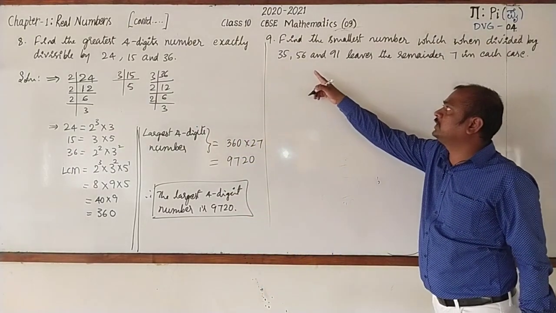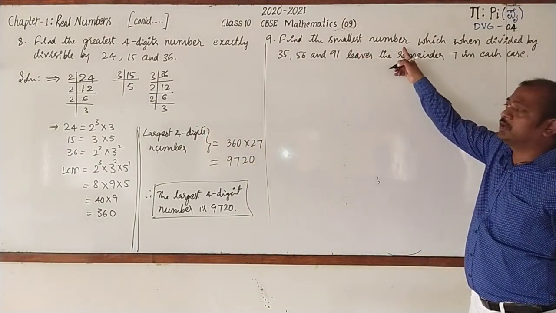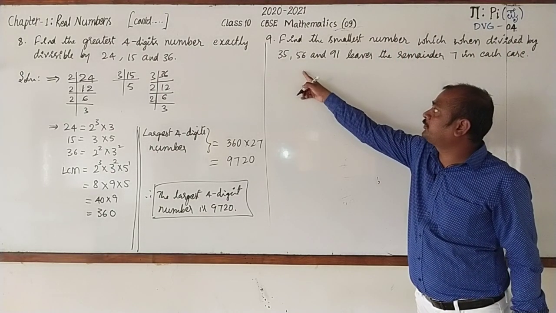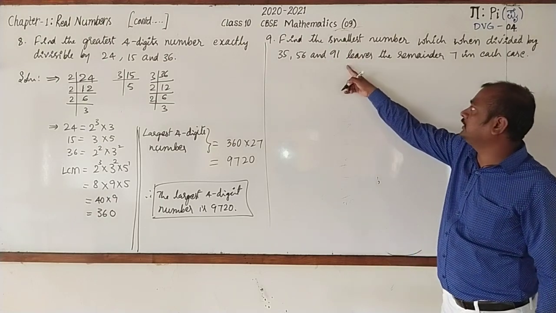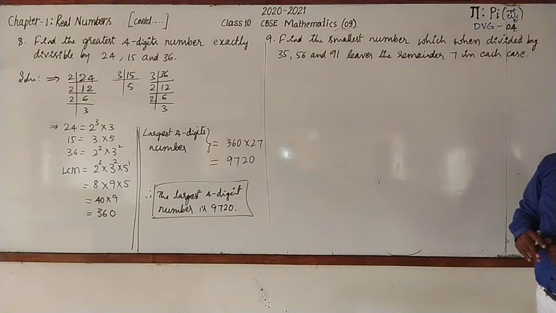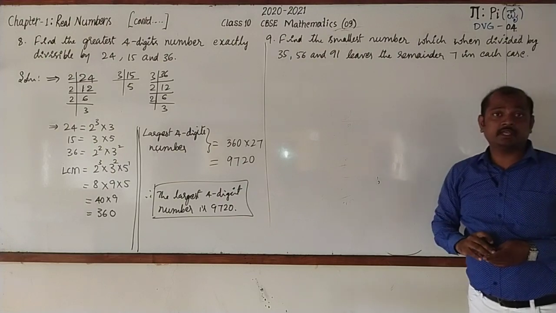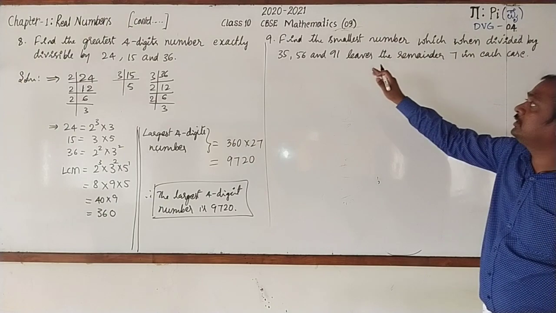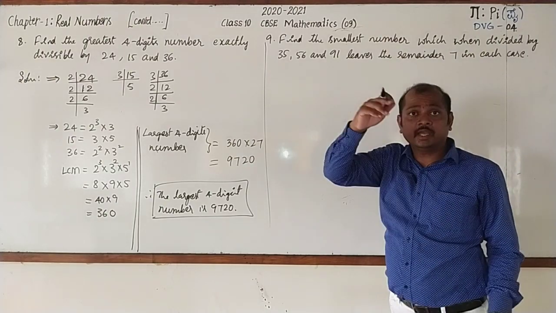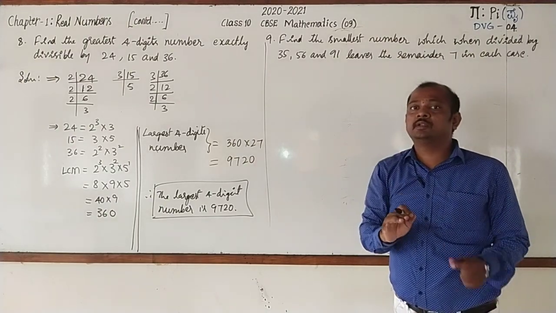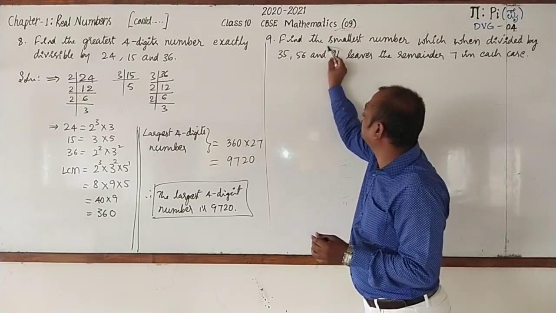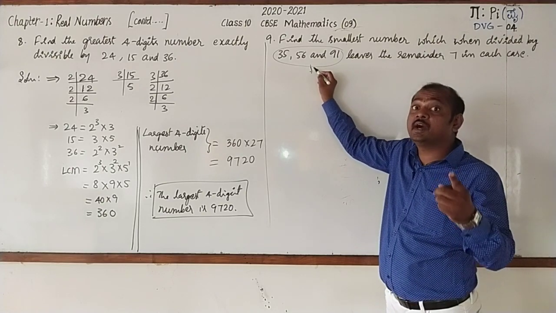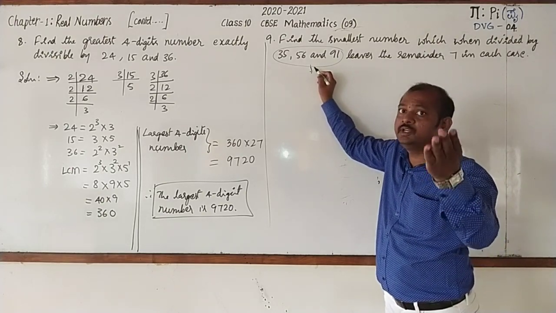Go through this. The 9th one is: find the smallest number which when divided by 35, 56 and 91 leaves the remainder 7 in each case. Find the smallest number which when divided by these. Again you are going to find another number. That number should be divided by 35, 56 and 91. Hence these will be divisors. You are going to find the dividend.